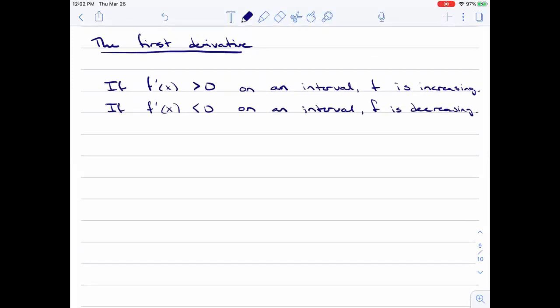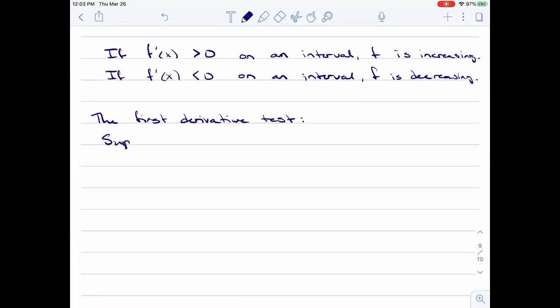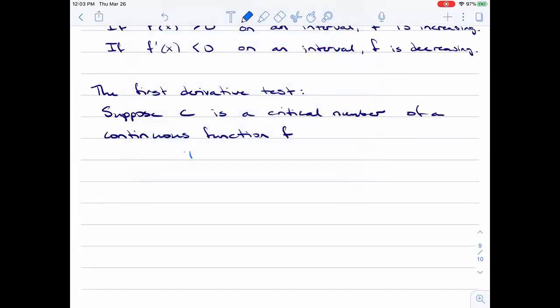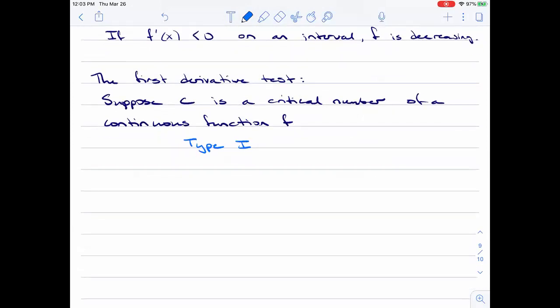So from here, there's something called the first derivative test, and we're going to be able to find if we have a local maximum or minimum, or maybe neither of those. So the first derivative test: suppose C, just some arbitrary C, is a critical number, which we introduced last day but will review here, of a continuous function f. And remember, type 1 critical number is if the derivative at C is 0.